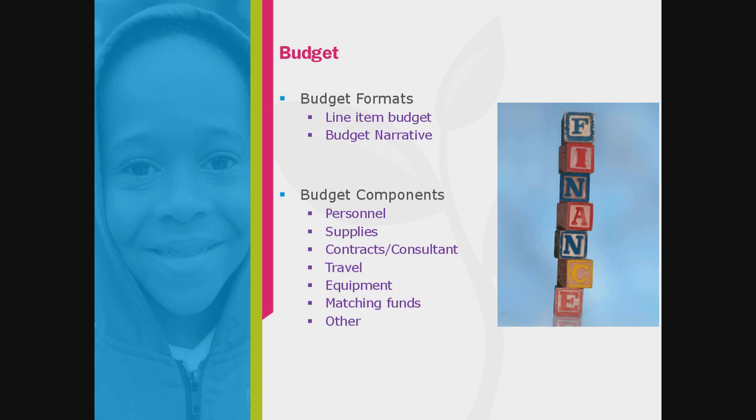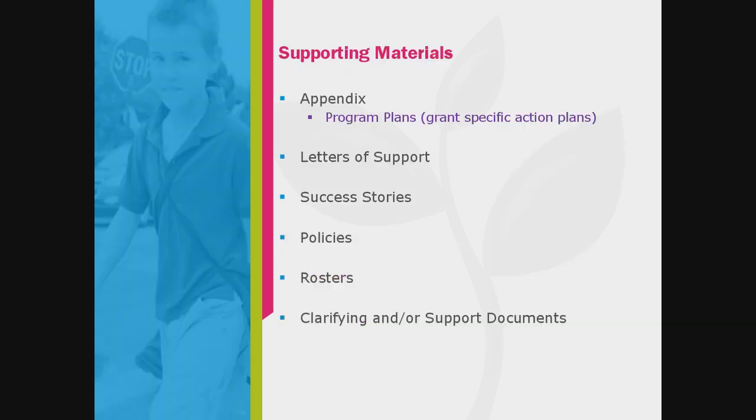Common budget components include personnel, supplies, contracts or consultants, travel or mileage, equipment, matching funds if required, or other things that are specific to that grant proposal. And then that final section of the grant application is the supporting materials. So the appendix potentially could be program plans, which are, again, those grant-specific action plans that the guidelines tell you how to create and what to include.